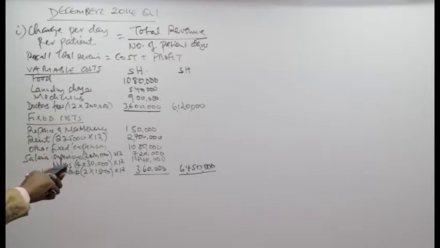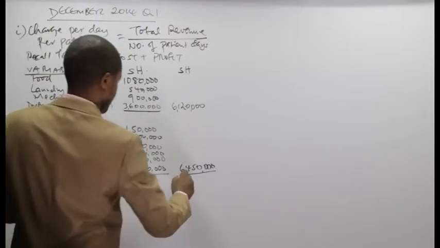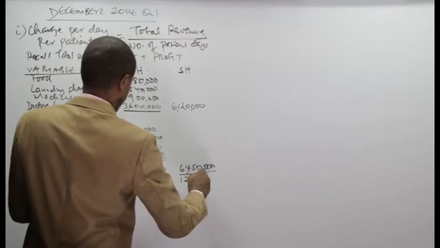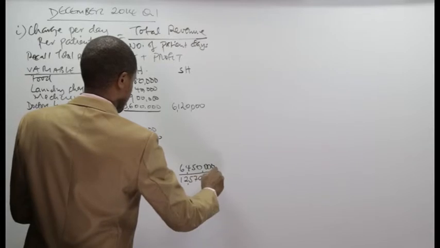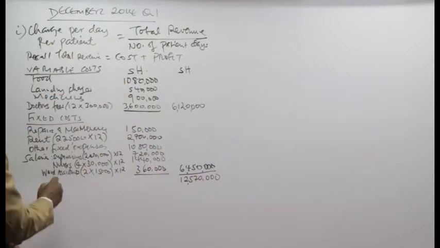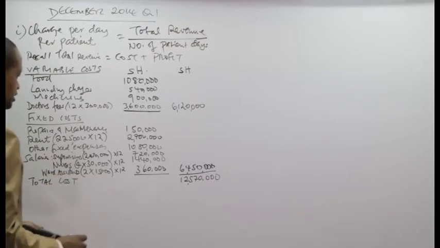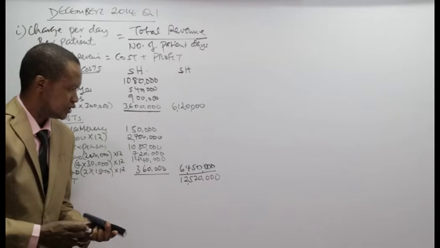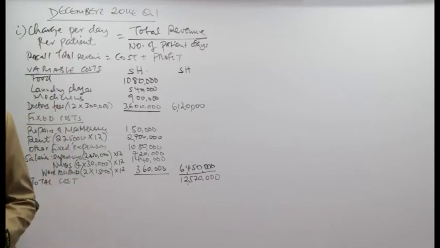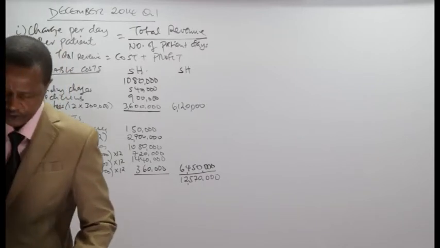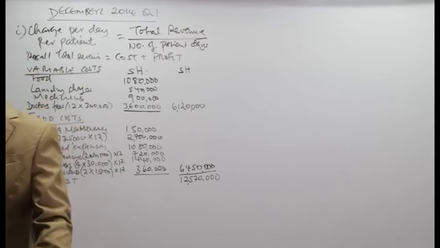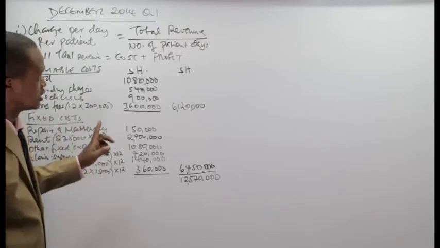Then we add the variable cost of 6,120,000. So 12,570,000 is the total cost. The total cost is 12,570,000. Okay, that is the total cost.